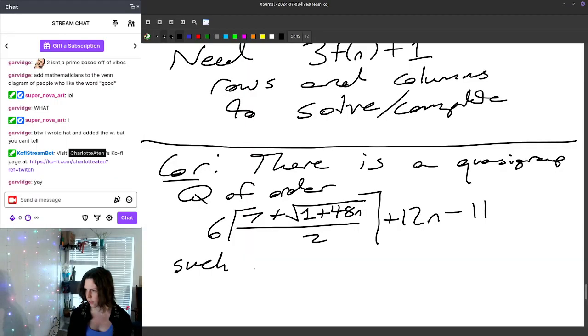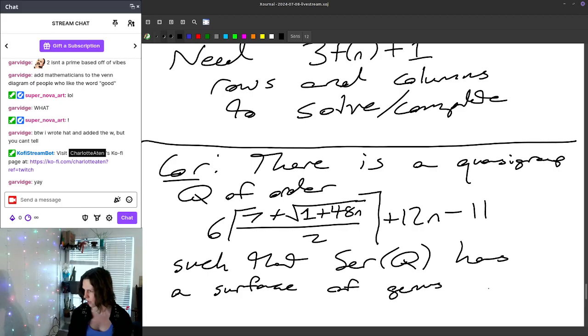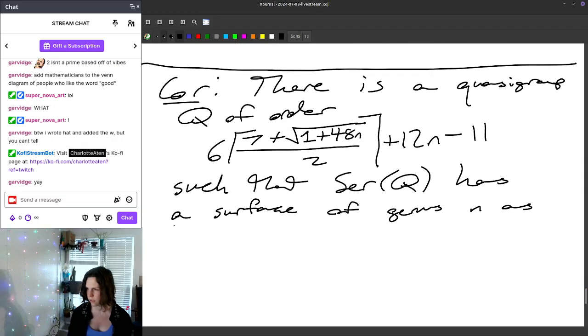Such that if we apply our construction to that quasi-group, it has a surface of genus n as one of its connected components.